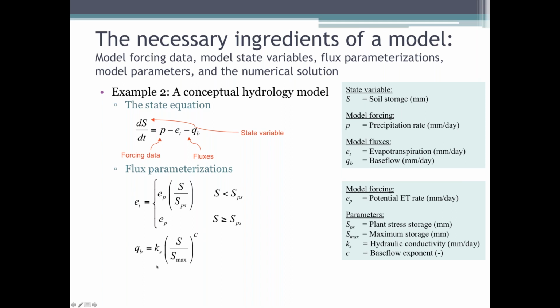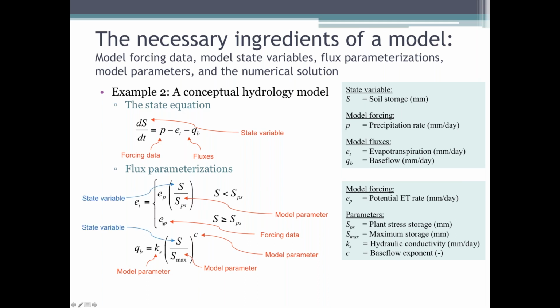This is often referred to as a bucket model. How full is your bucket? How fast is it going to run off? The thing you'll notice in these equations that make them very different from the simple snow model is, again, here are, as I just went through, our model parameters. There's a number of them, our forcing data, and then our state variable.